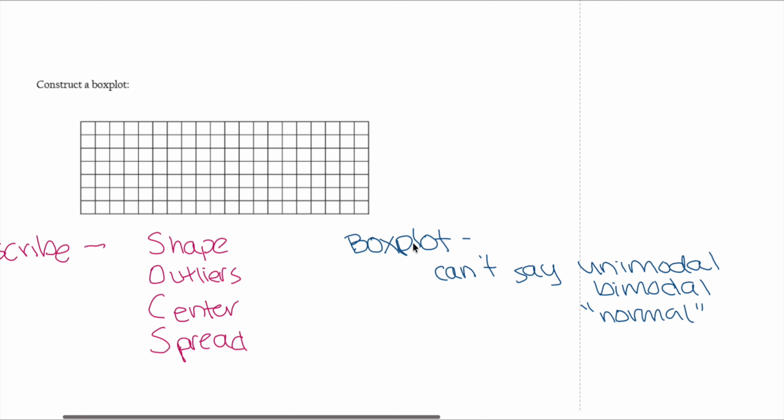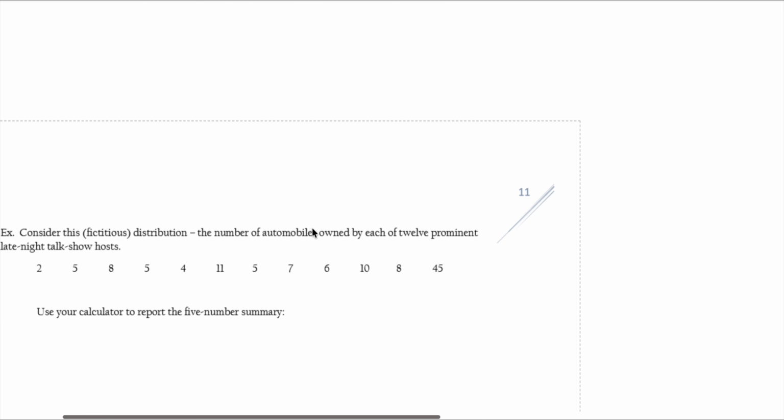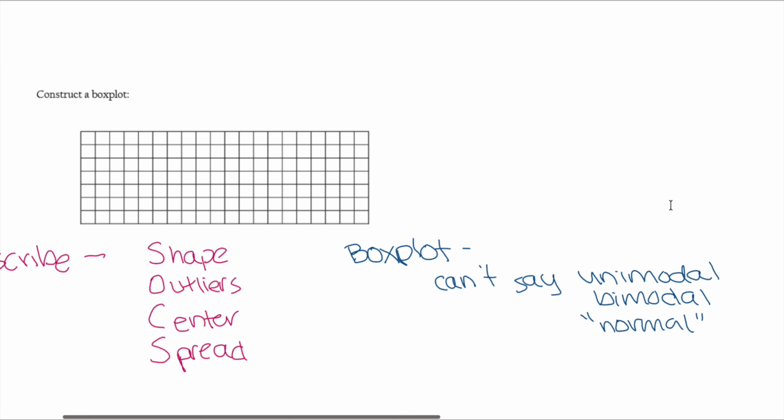So a box plot, we'll move on to the box plot. Before, we talked about the SOCS and a little bit about the box plot, but we also see how to draw a box plot both by hand and on the calculator.